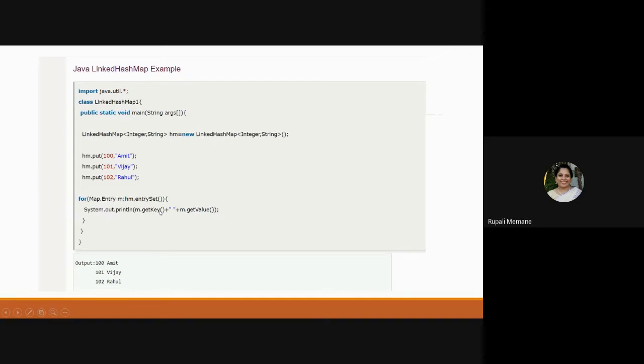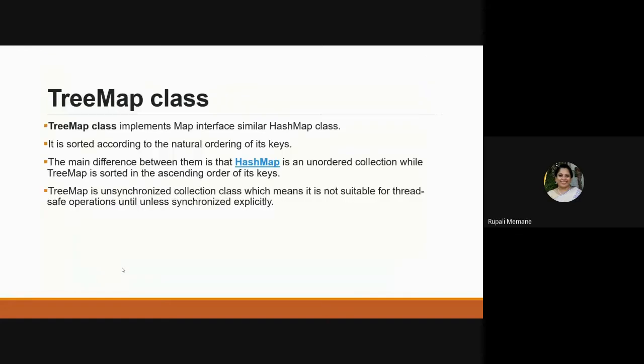So I can call the key by getKey. I can call the value by getValue, but I have to call it with m, because in m all the entry set has been retrieved. So when I say m.getKey, m.getValue, this is going to be the output. So same as you have in HashMap, you have it in LinkedHashMap. The only thing is it is going to maintain the insertion order because it is linked. Clear? So this was with LinkedHashMap.